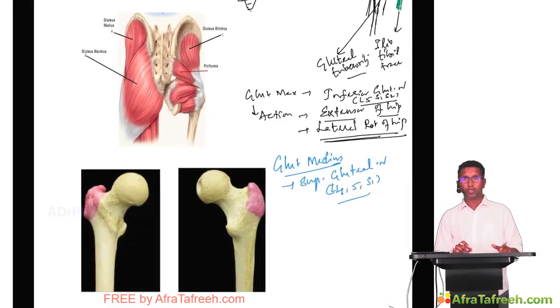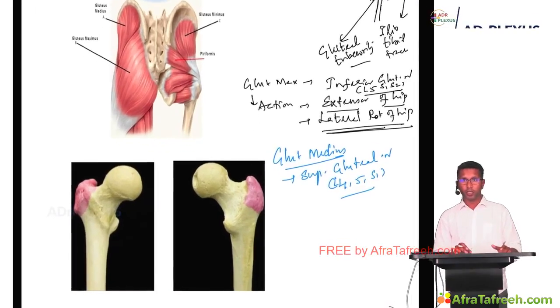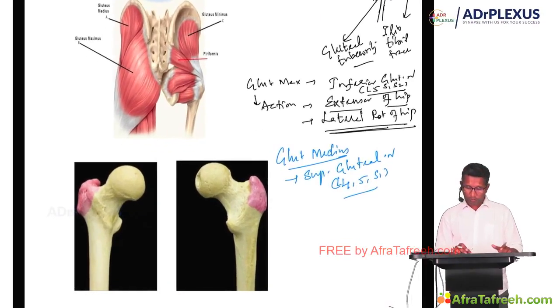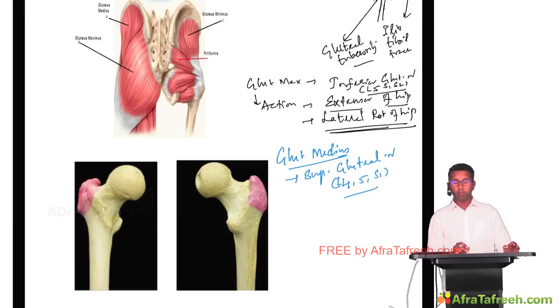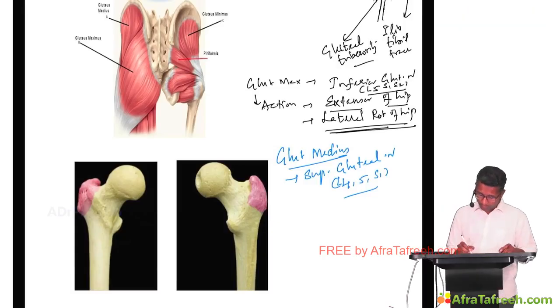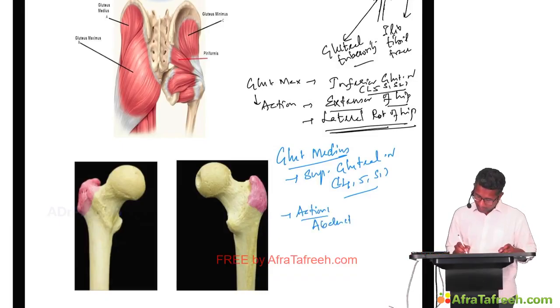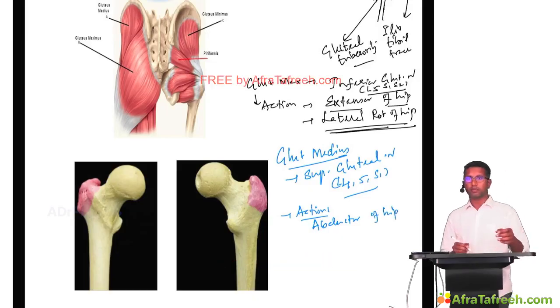This is by superior gluteal nerve. Gluteus medius is the main abductor of the hip joint. So this is the main action. What is the action of the gluteus medius, guys? It is the main abductor of the hip joint. Clear, guys?